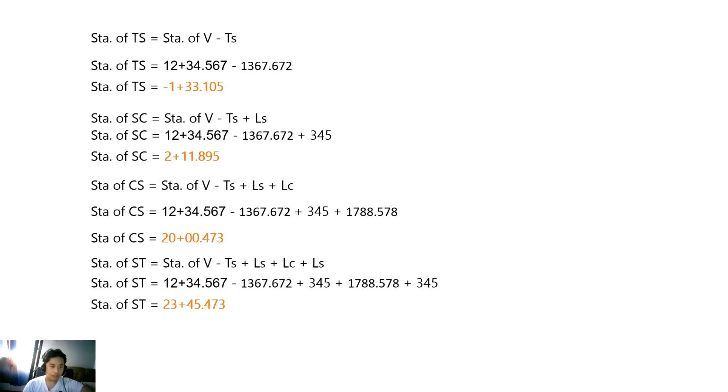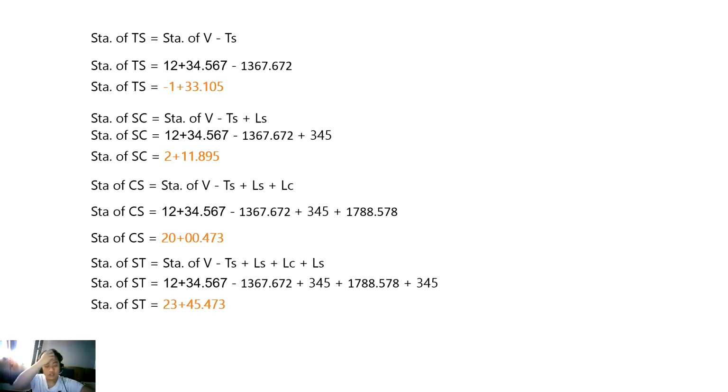Sa CS naman or curve to spiral, we're going to use station of vertex minus TS plus LC plus LS plus LC. So, 12 plus 34.567 minus 1,367.672 plus 345 plus 1,788.578, and we'll get station of CS 20 plus 00.473.